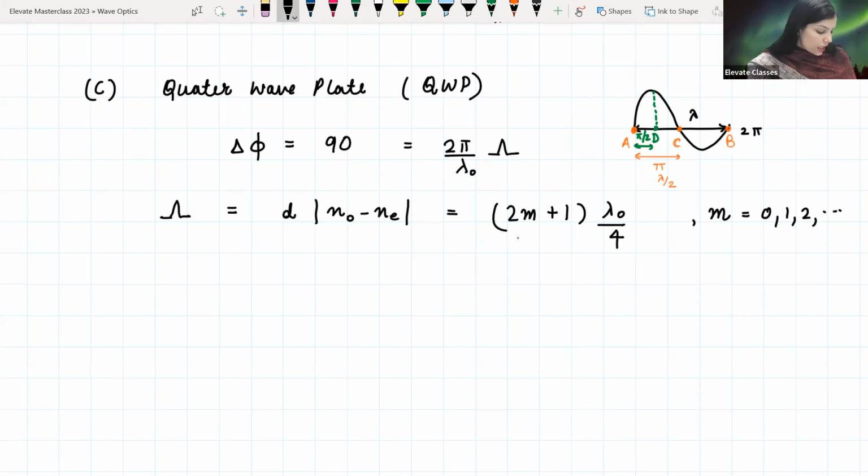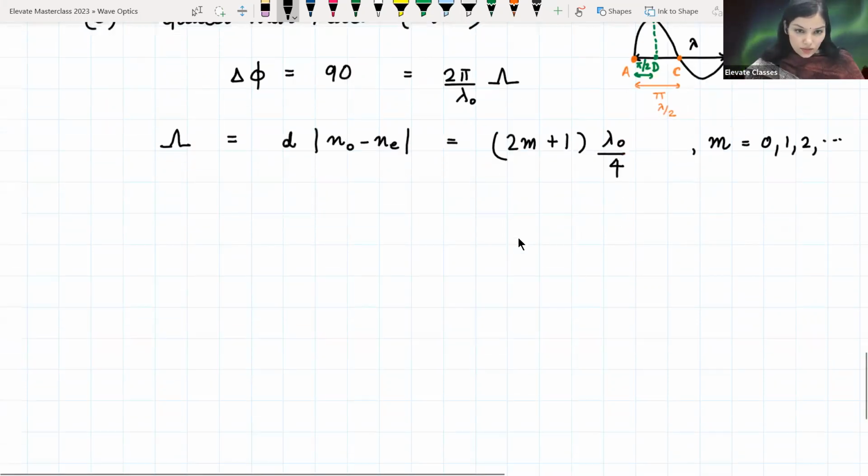Now the quarter wave plate is a very useful thing because we can use a quarter wave plate to convert plane polarized light into circularly polarized light and circularly polarized light back into plane polarized light. So it is one of the most dynamic elements in that sense, and it is very widely used in almost all optical labs. Even I have used it in my experiments. So let us look at what we will get.